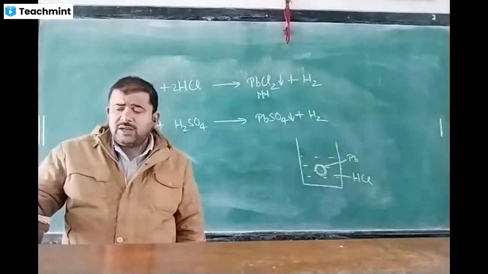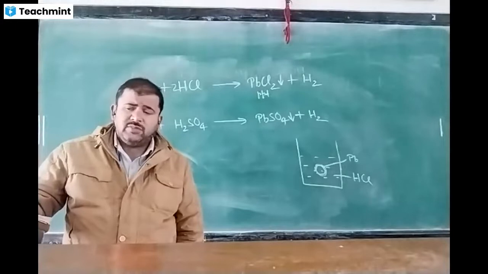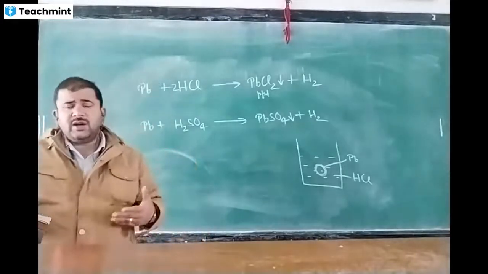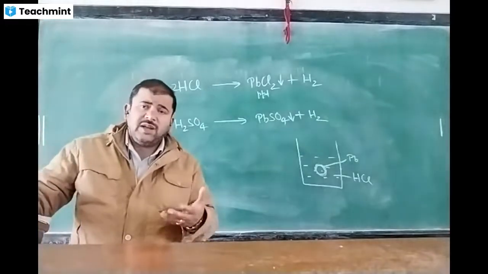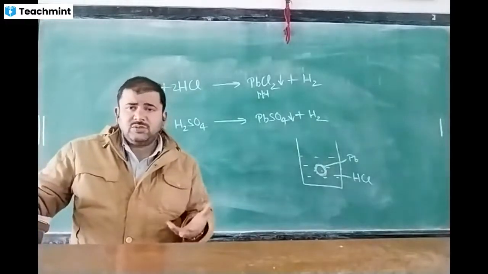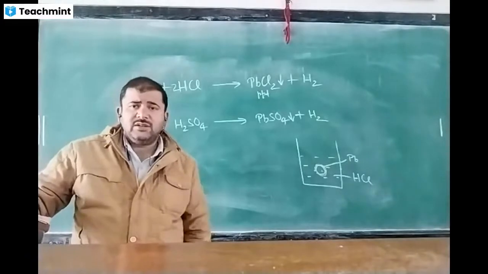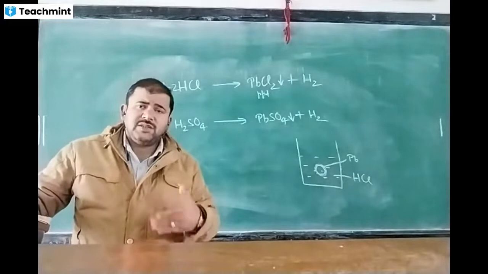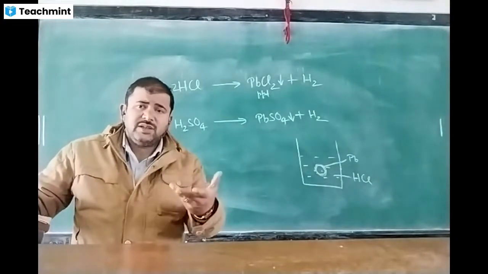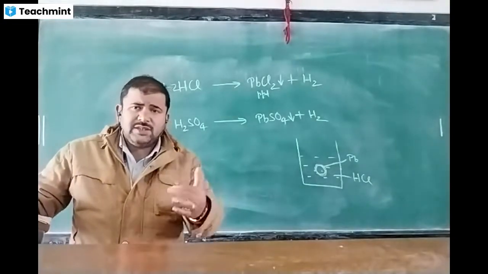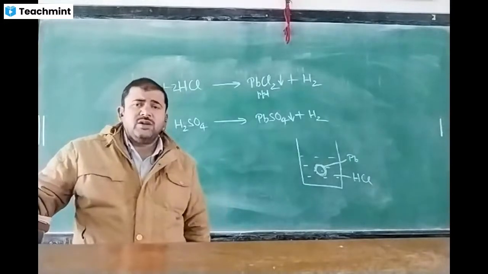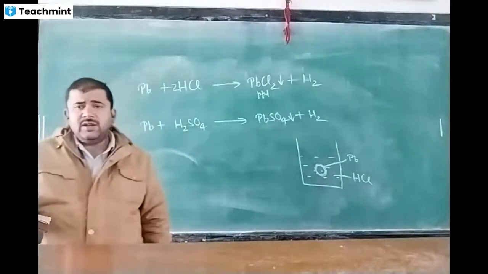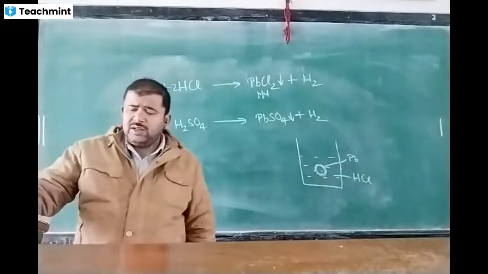General methods: from alkalis with zinc, lead, aluminium. General methods from alkalis means preparation of hydrogen gas by using alkalis. Alkalis here means sodium hydroxide, potassium hydroxide, those bases that are soluble in water. Alkalis is the plural form of alkali. So if we take zinc, lead, aluminium.